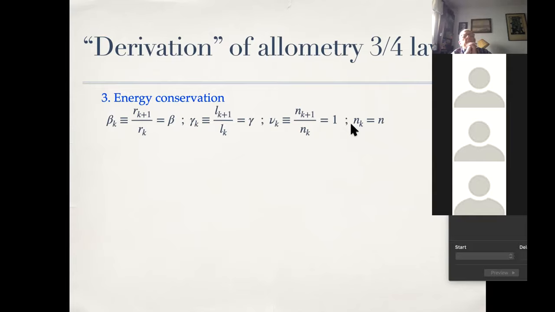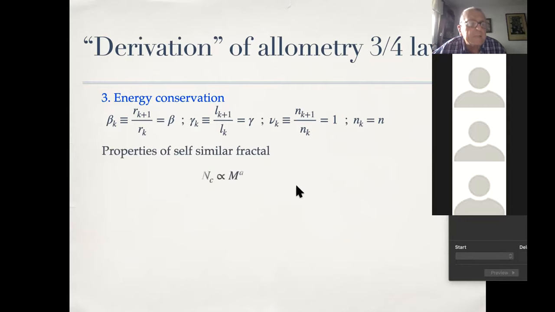And I hesitated a long time whether I should prove it or not in detail, but that's a lengthy calculation, and you have to trust me to some extent at least. And out of that conclusion, we see that we have three numbers, beta, gamma, and nu, and since n_k plus one divided by n_k is equal to one, then n_k is equal to some number n. And then we will be discussing the properties of our network, which is a self-similar fractal.